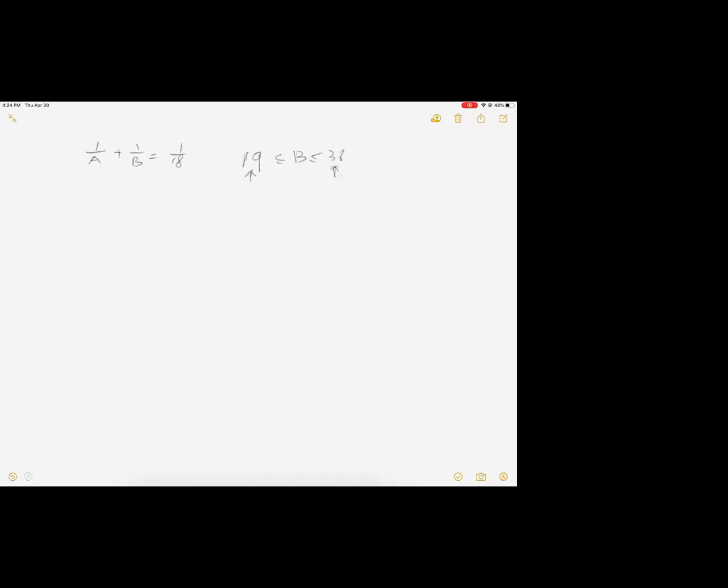So this is saying 1/B is 1/18 minus 1/A. Right? This is 18 times A minus 18, right? A minus 18 over 18 times A. So this is 1/B. And B is, remember, B is a whole number. Okay, so we need to figure out, hold on, let me, oh, okay, so we can do it this way.